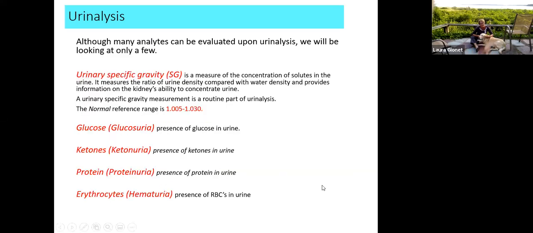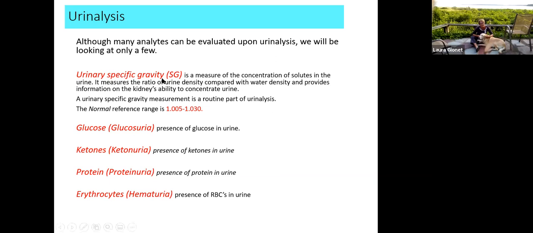Okay, so urinalysis. Although many analytes can be evaluated upon urinalysis, we will be looking at only a few. One of them that's important to keep in mind is specific gravity. Specific gravity is essentially measuring the concentration of the urine. It is a measure of the concentration of solutes in the urine, solutes to the water, the solvent. It measures the ratio of urine density compared to plain water or deionized water, and provides information on the kidney's ability to concentrate urine. So a urinary specific gravity measurement is a routine part of your urinalysis.